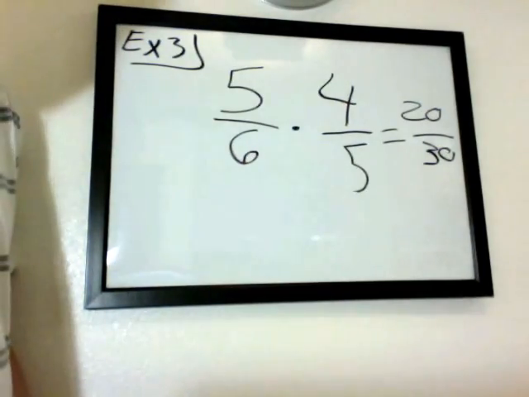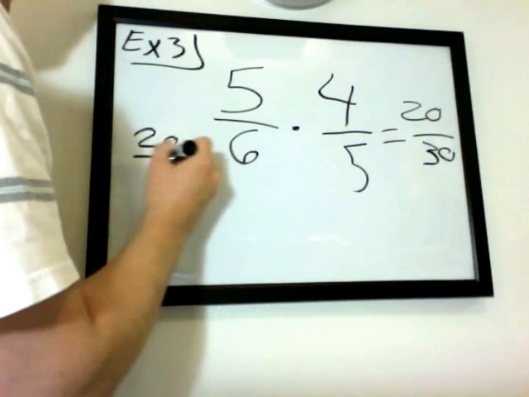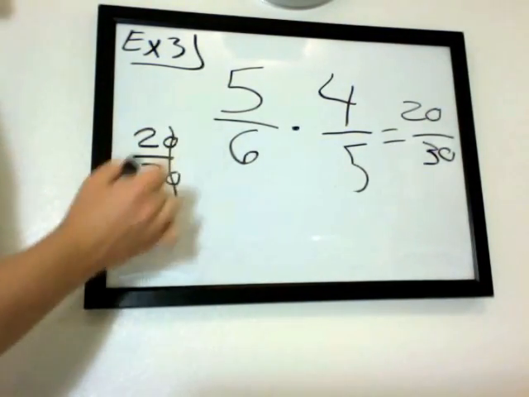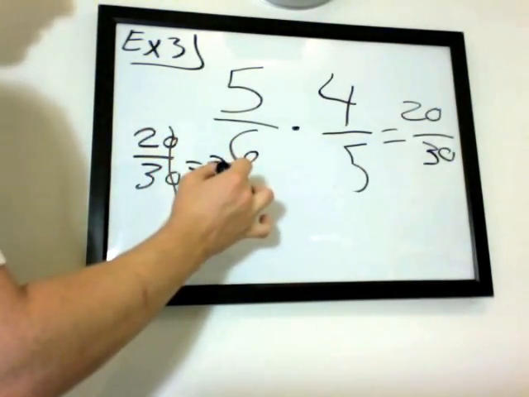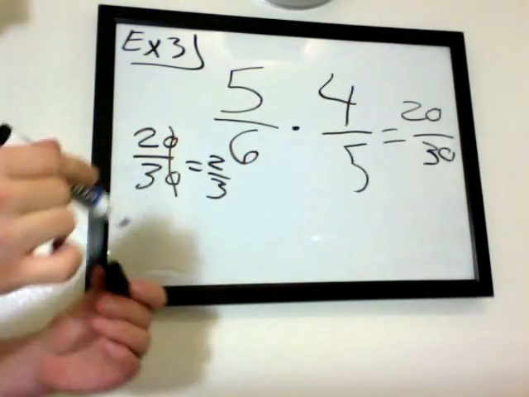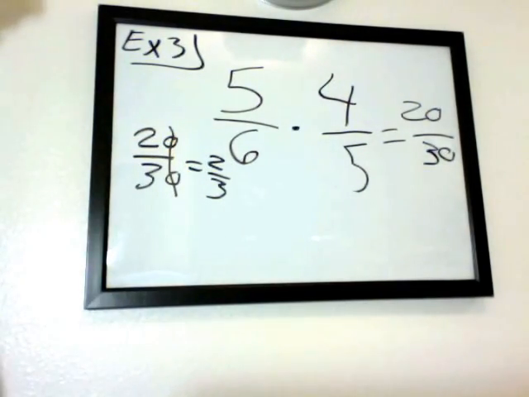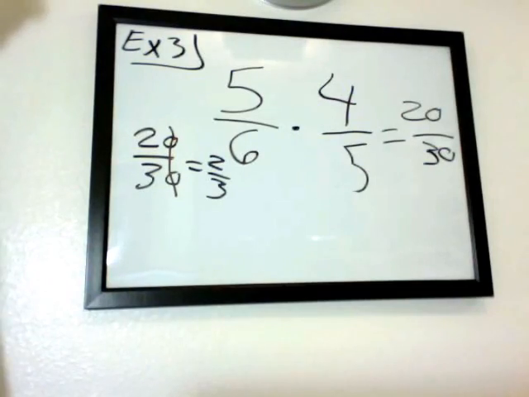There's also a shortcut way. If you take 20 over 30, all you have to do is cross off the zeros. This would give you the 2/3. This only works with the tens, factors of tens. Because these are factors of tens, you can cross off the zeros.